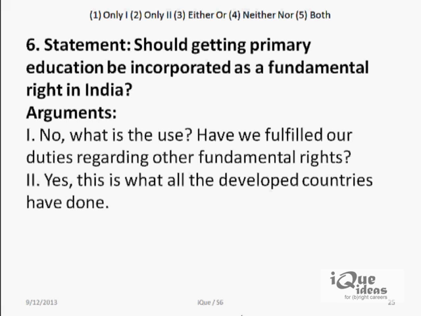The second argument says yes, this is what all the developed countries have done. Again, they are trying to argue using an example, which is not a strong way to argue. Hence, both the arguments are weak and the answer option must be 4.